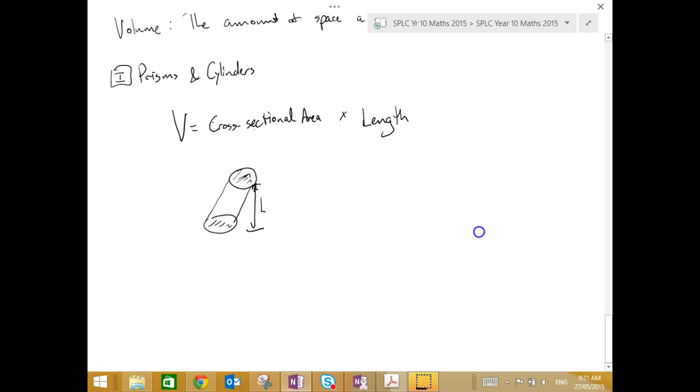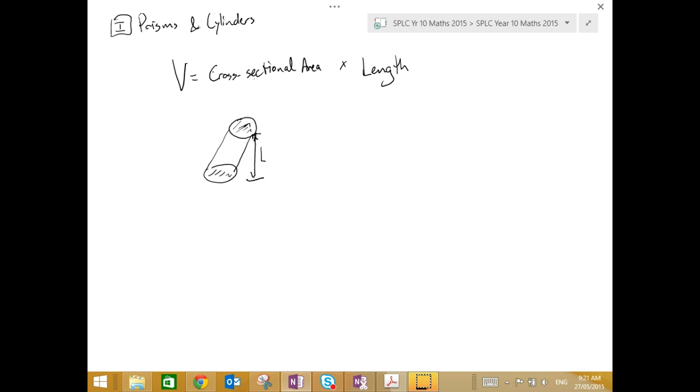Prisms and cylinders, really easy. Alright, the pointy ones, what are they again? Cones and... yeah. You can draw whatever you want, but it's still cross-sectional area times length.